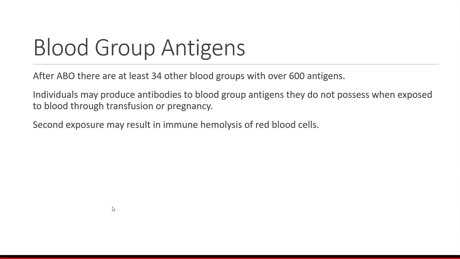The ABO blood group system is the most important blood group system that we will discuss. After ABO, there are at least 34 other blood groups with over 600 antigens. Again, we're talking blood groups. We're talking about antigens that are present on cells. Individuals may produce antibodies to blood group antigens they do not possess when exposed to blood through transfusion or pregnancy. The second exposure to the same antigen may result in immune hemolysis of the red cells.